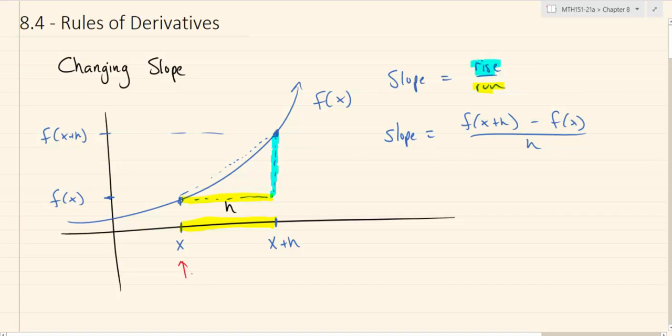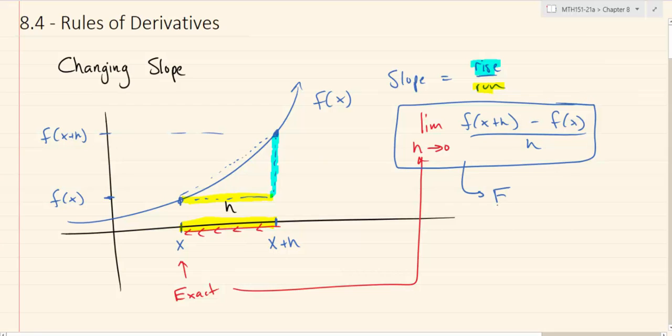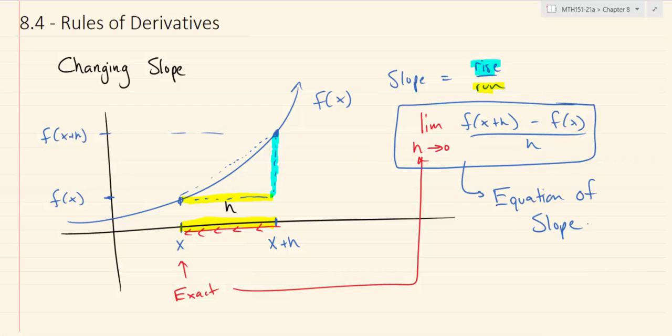To get the exact slope at a single point, we take this and we apply the idea of a limit. We take the limit as h approaches 0. So we want to take this length h and we want to squeeze it down all the way to 0. This definition, this guy right here, will give you the equation of the slope. It describes how the slope behaves.